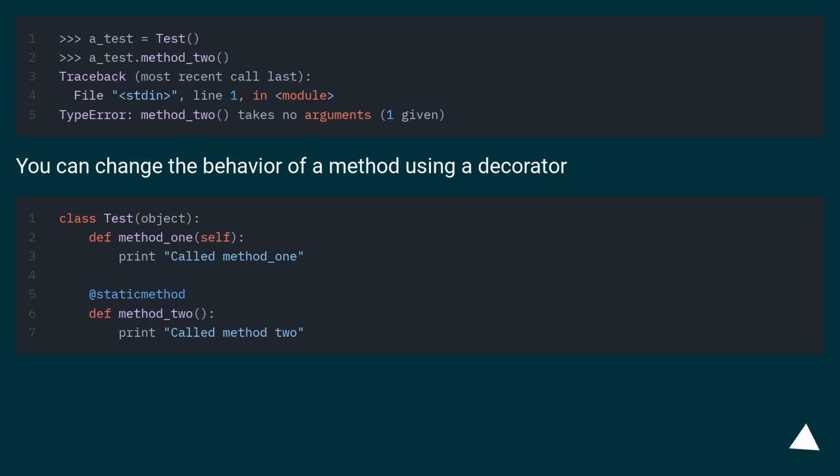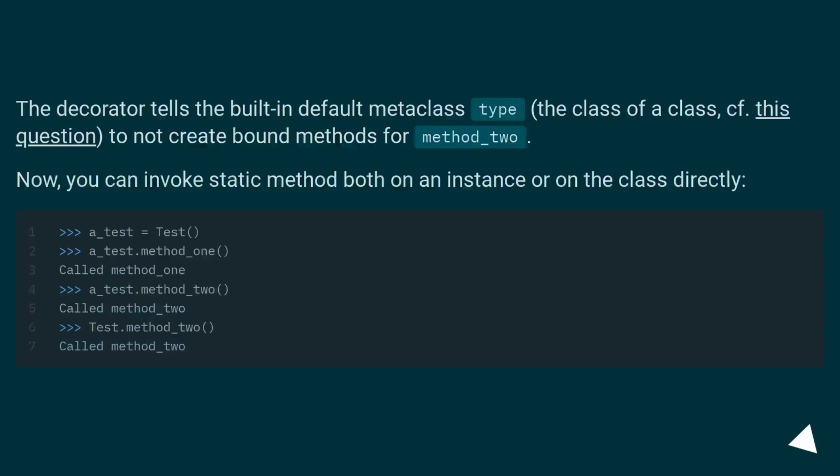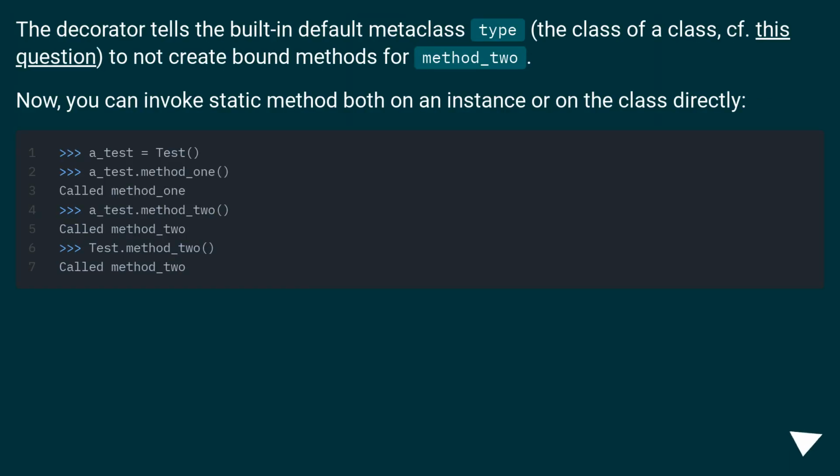You can change the behavior of a method using a decorator. The decorator tells the built-in default metaclass type, the class of a class, cf. this question, to not create bound methods for method_2. Now, you can invoke static method both on an instance or on the class directly.